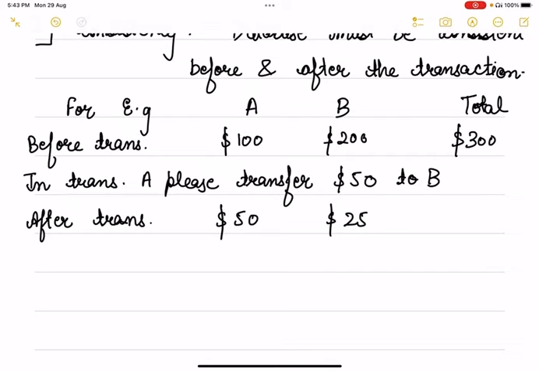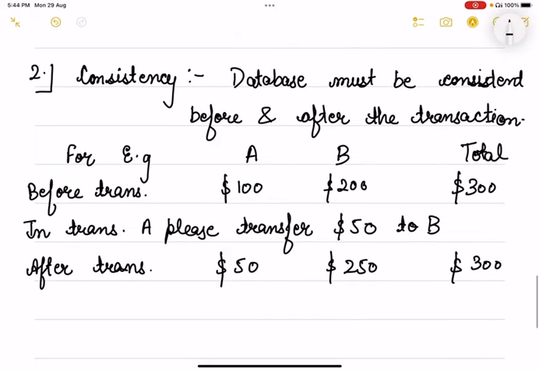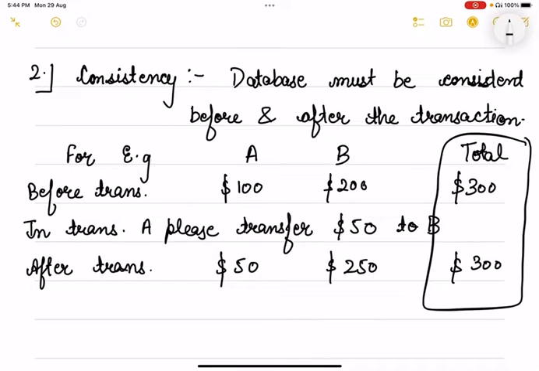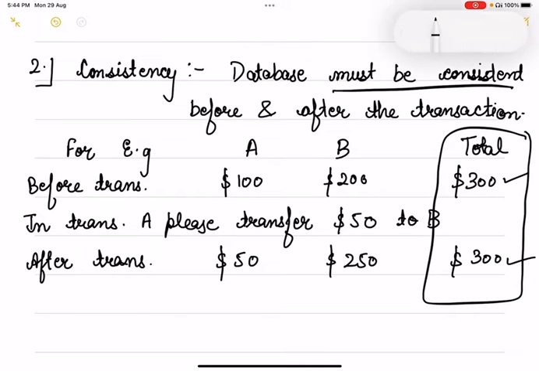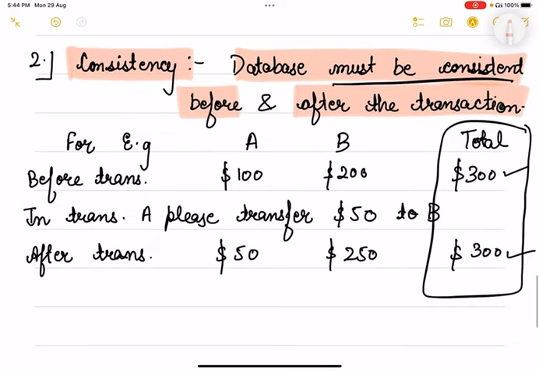And what will be the total amount of both the accounts? It will be 300. So this is the consistency property. The database must be consistent before the transaction and after the transaction. So this was our second property, consistency. It says that the database must be consistent before and after the transaction.